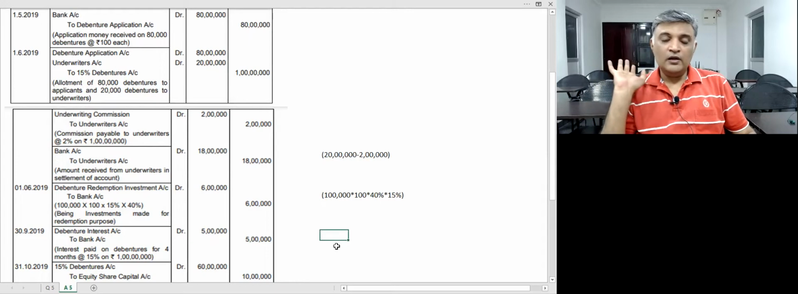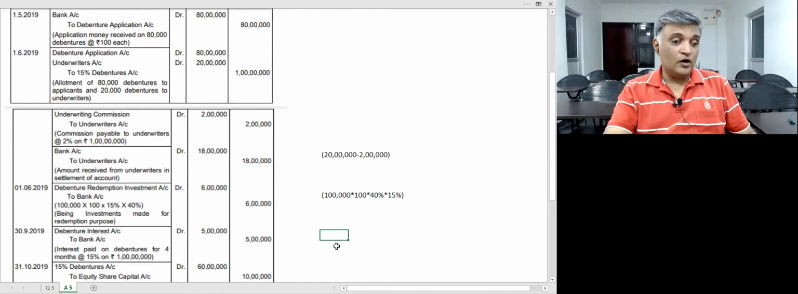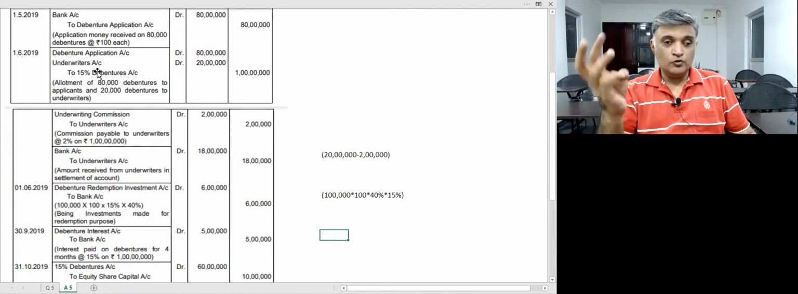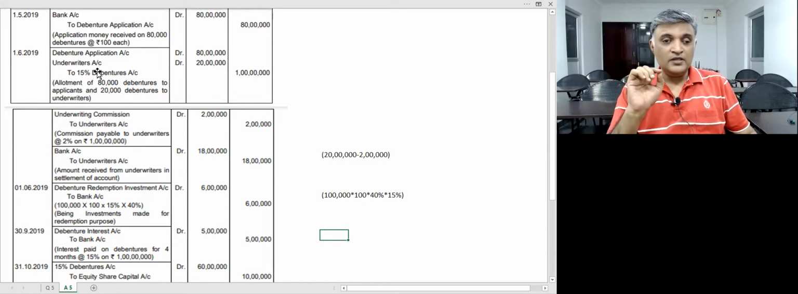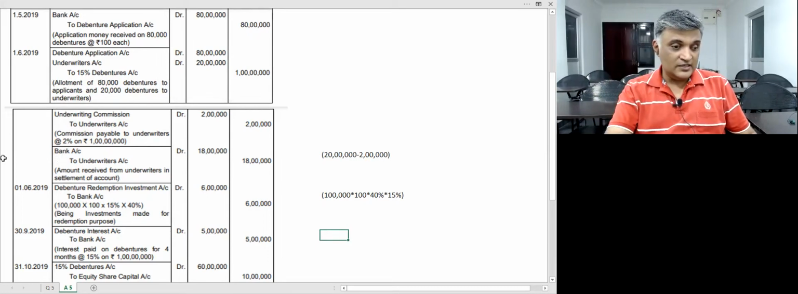How? Total value of debentures issued is, right, 100 lakhs. Just calculate 15% of that. It's a 15% debenture, correct? So 100 lakhs into 15% for how many months? It is 4 months, because when did we allot the debentures? It is actually on 1st of June we allotted. So June, July, August, September, 4 months. So we need to calculate debenture interest for 4 months, even though they say it is 6 months here.